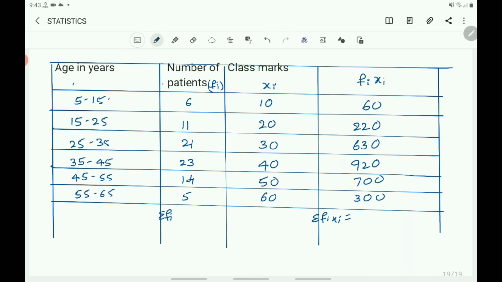And summation of Fi is 6 plus 11 is 17, 17 plus 21 is 38, 38 plus 23 is 61, 61 plus 14 is 75, 75 plus 5 is 80. Summation of Fi is 80. And summation of Fi Xi you add up: you got 2830.